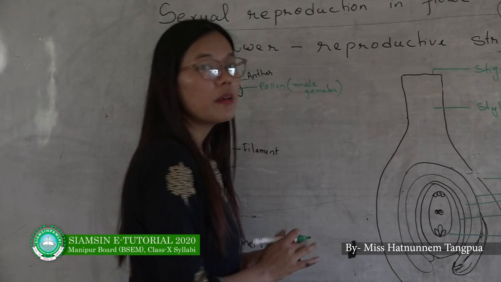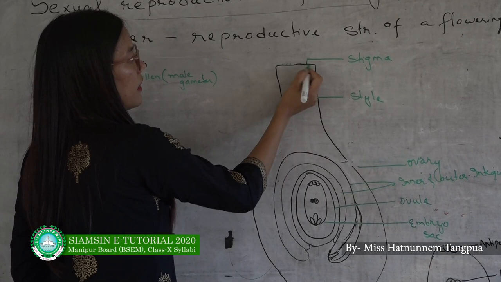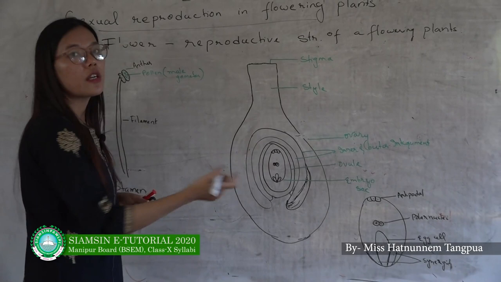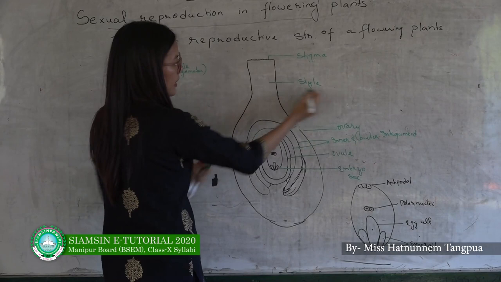The female reproductive part of a flower contains the stigma. The stigma is sticky because it secretes a sugary substance, so that pollen grains can stick to it. It consists of the stigma and the style.